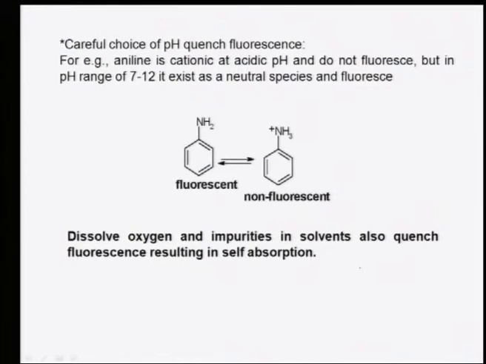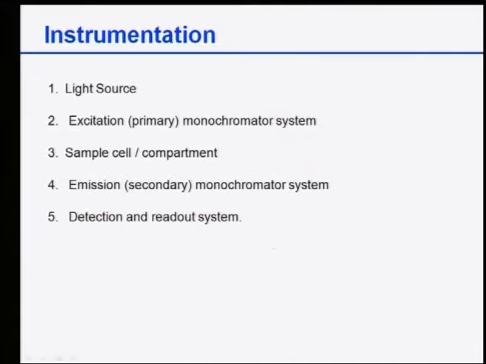And one can choose careful pH. pH affects the corrosion, the quantum yield and the fluorescence yield also. Aniline is cationic at acidic pH and does not fluoresce, but in the pH range of 7 to 12 it can act as a neutral species and fluoresce. So, you can see this positive ion or positive species here leads to non-fluorescence. Dissolved oxygen and impurities, as I told earlier also, can quench and result in less fluorescence.